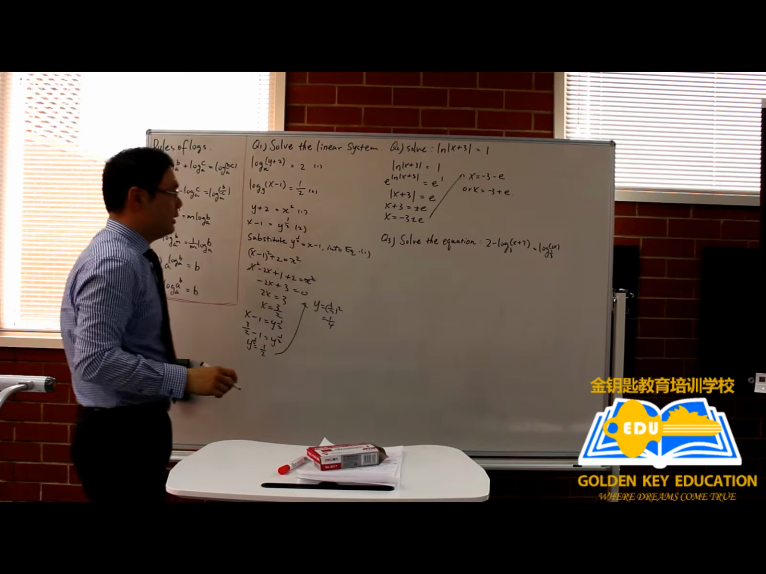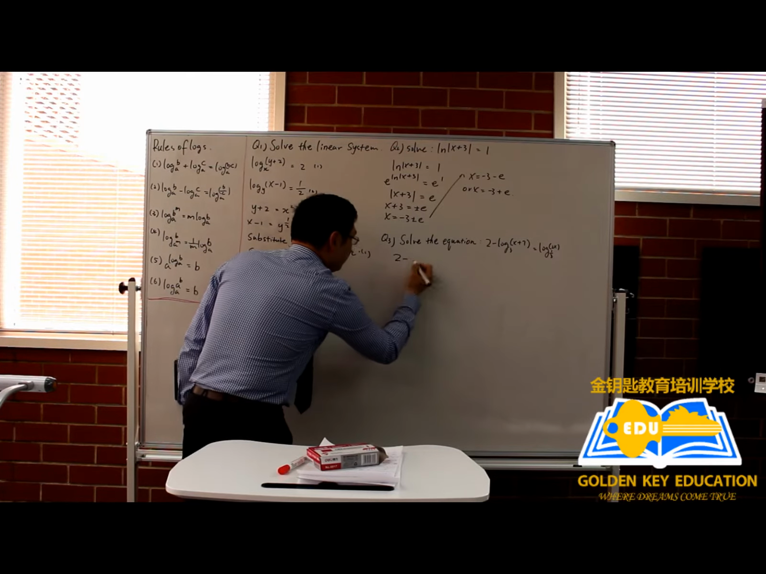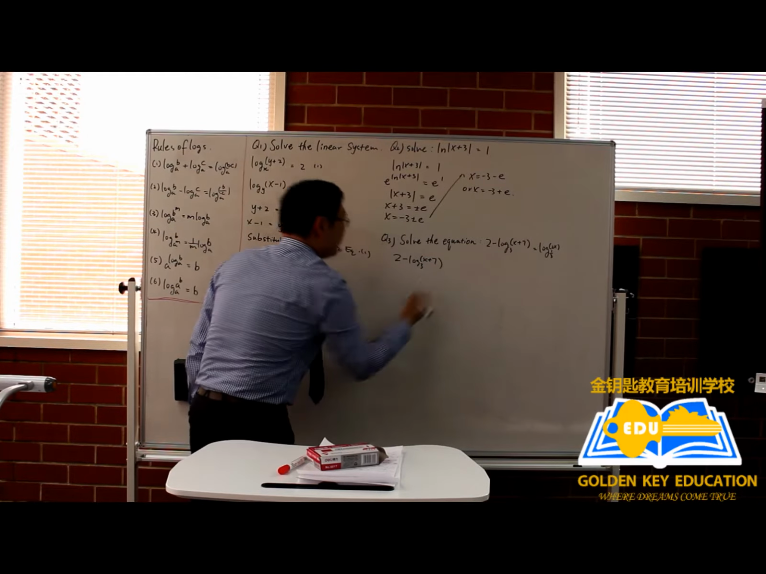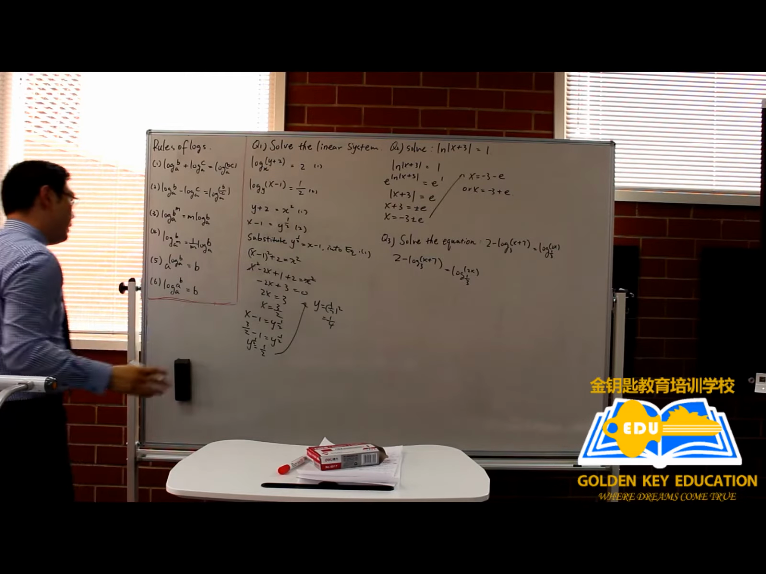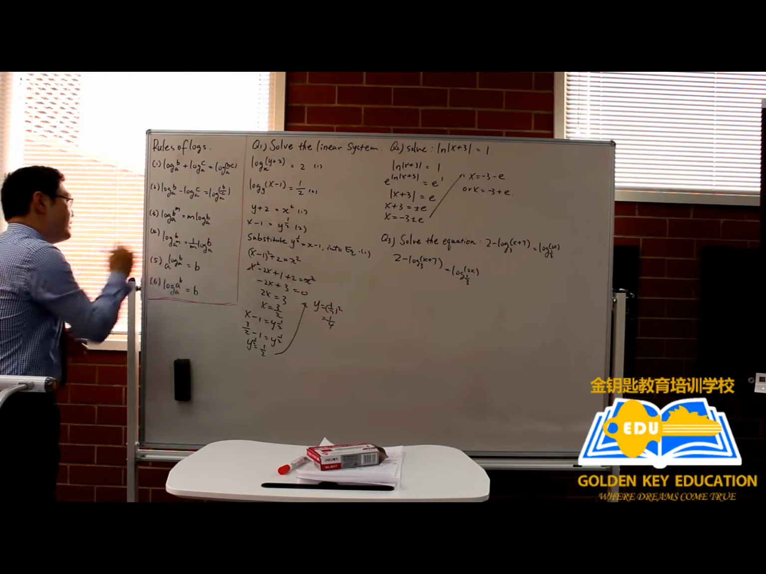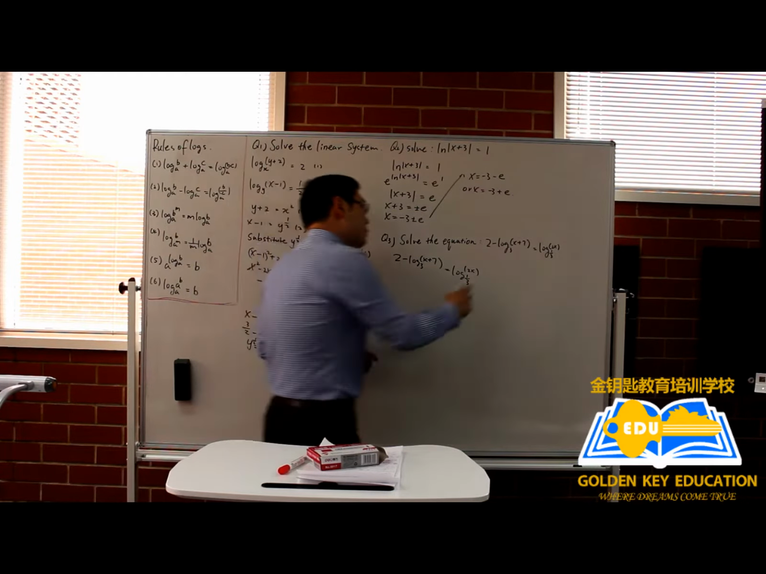And lastly, we're going to solve this logarithm equation. So we have 2 minus log base 3 of x plus 7 equals log base 1 over 3 of 2x. So this time we're going to have to make sure which rule we should be using. We should be using number 4. The reason is because we're not using the same base. One of them is using 3, the other one is using 1 over 3.